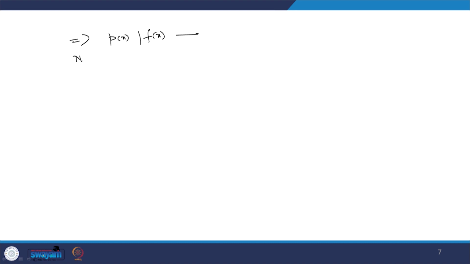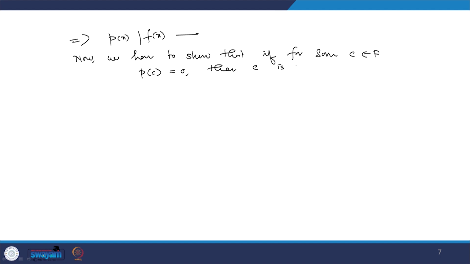Now, I have to show that if for some c belongs to F, p(c) equal to 0, then c is an eigenvalue or characteristic value of the operator T. I can say this is if and only if: p(c) equal to 0 if and only if c is an eigenvalue of the operator T.